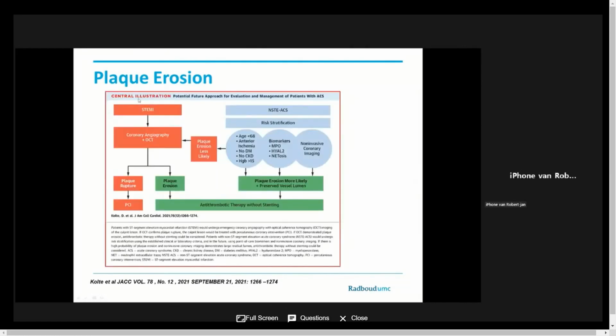Because if you have the STEMI or the non-STEMI, you can see that if you have identified a plaque erosion, and we'll come back to that later, you could really consider that if there's no significant lesion, or even if there's a small lesion anyhow, you could also do only antithrombotic therapy without stenting, because the probability of plaque erosion is pretty high, or you identify it only by OCT.